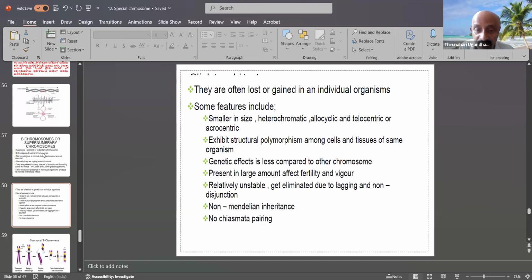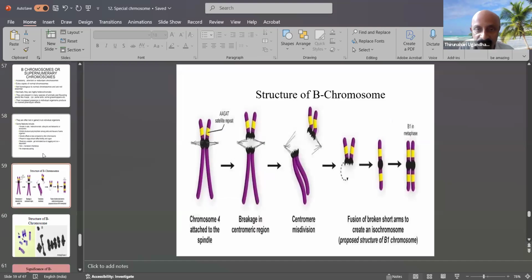Then, relatively unstable, it can get eliminated due to lagging and non-disjunction. Non here also means non-Mendelian inheritance, with no chiasmata appearing. These are the special character features present in the B chromosomes, and the structure of the B chromosomes is also different here.